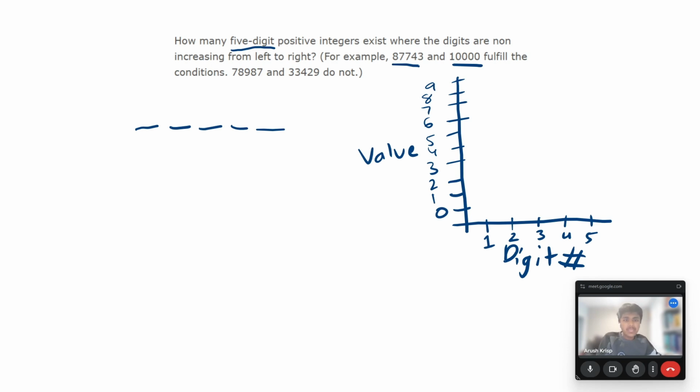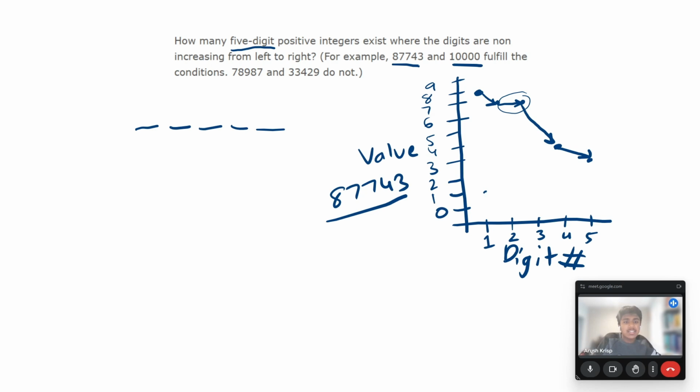Okay. Let's take a look at an example like 87743. So the first digit is an 8, so we'll draw a point here. The second digit is a 7, so we'll draw a point here. The third digit is also a 7, so we'll draw another point here. The fourth digit is a 4, so we'll draw a point right here. And the fifth digit is a 3. Okay, now drawing arrows, we can see that this graph has 3 down arrows and 1 constant arrow.